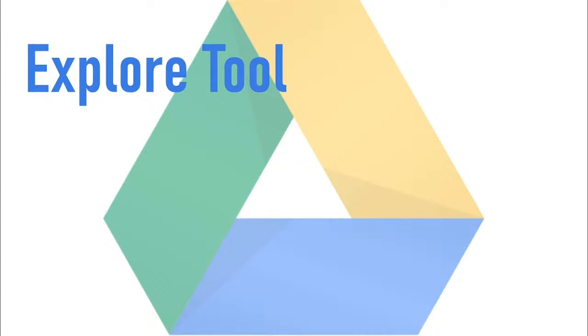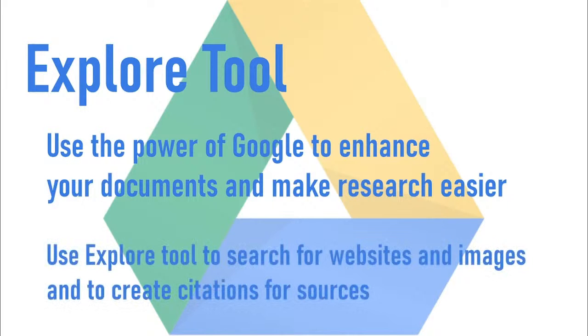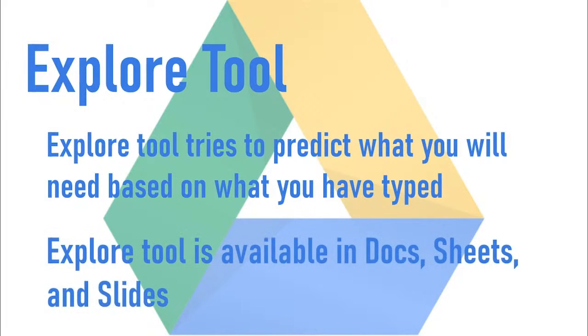Okay, for our next tip and trick, we're going to be talking about the Explore tool. The Explore tool is a fantastic way to use the power of Google to enhance your documents and make research a little easier. You can use the Explore tool to search for websites, images, or even your own Drive files. You can even use the Explore tool to cite the sources you find. The Explore tool will try to predict what you may need based on what you've already typed. The Explore tool is available in Google Docs, Sheets, and Slides.